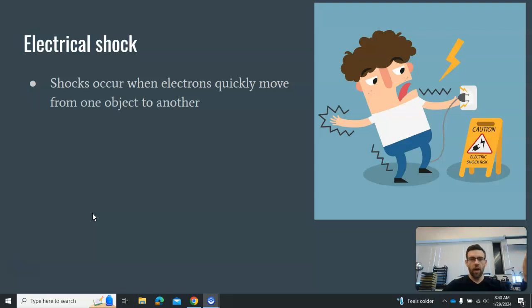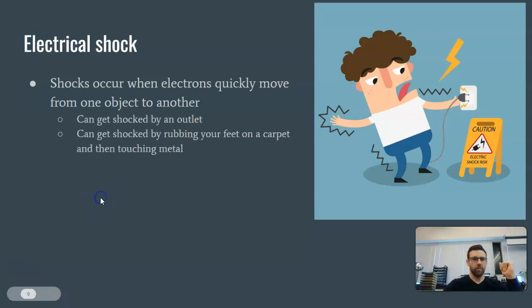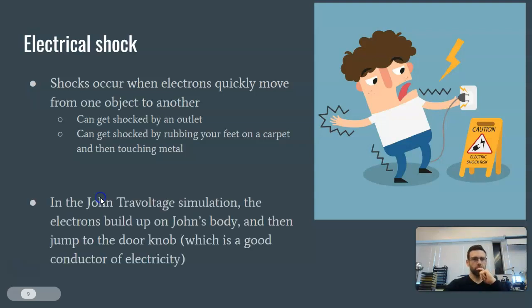Outlets are bad, but you might have seen situations where you rub your feet on carpet and then you touch a metal doorknob and you get a little shock. It will tingle for sure, but it won't kill you. Those are some examples that I put right there on the screen.